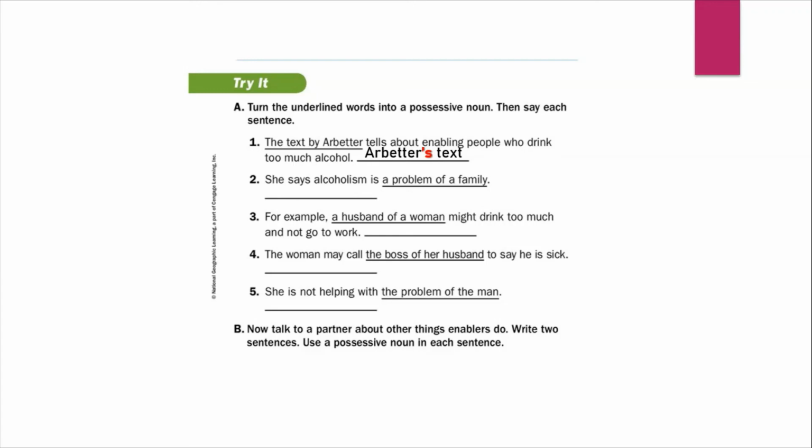Okay, so let's go ahead and look at number 5. She's not helping with the problem of the man. So who has what? The man is the one with the problem, right? So the man's problem. M-A-N apostrophe S problem. The man's problem. Correct? Okay.